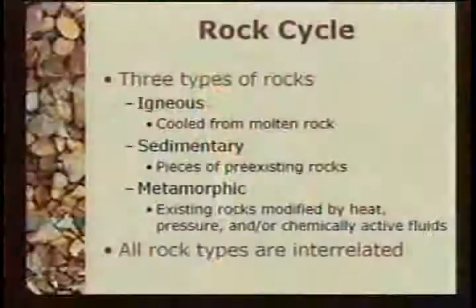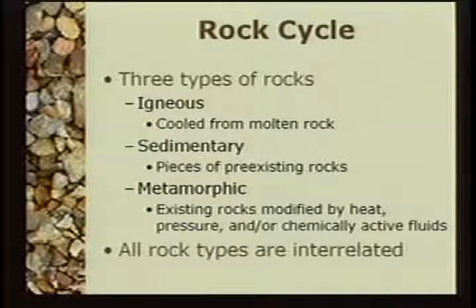Now, not all rocks are made of minerals. There are a couple of notable examples, but in general, when we look at rocks, we look at the mineral composition of the individual rock. What kind of rocks do we have? Well, there are three types of rocks. We have igneous rocks, sedimentary rocks, and metamorphic rocks.